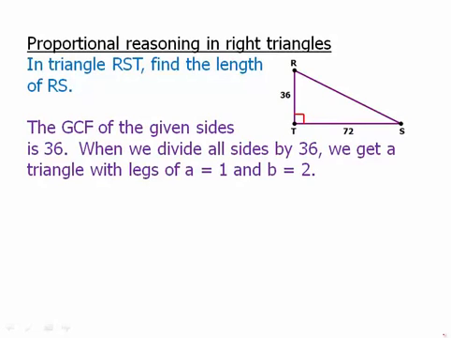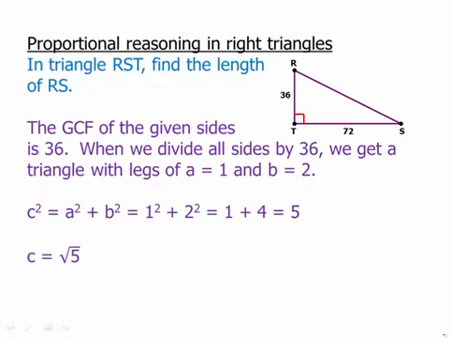Well, the greatest common factor of 36 and 72 is 36. If we divide all the sides by 36, we get a triangle with legs of 1 and 2. Those are very simple numbers. If a equals 1 and b equals 2, plug this into the Pythagorean theorem, we get c squared equals 5, c equals square root of 5. And so in the big triangle, all we have to do is multiply square root of 5 times 36, multiply it back by that greatest common factor, and so rs equals 36 root 5.